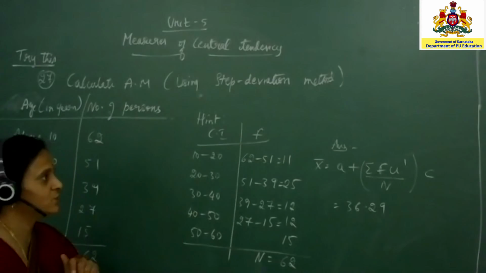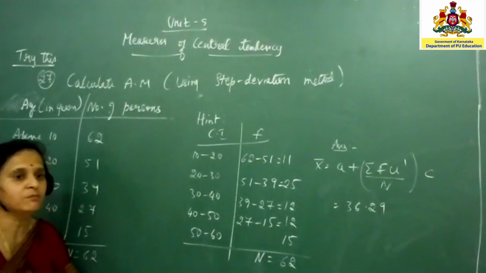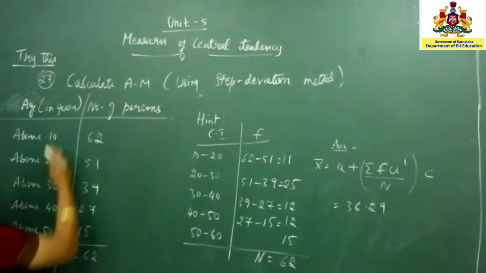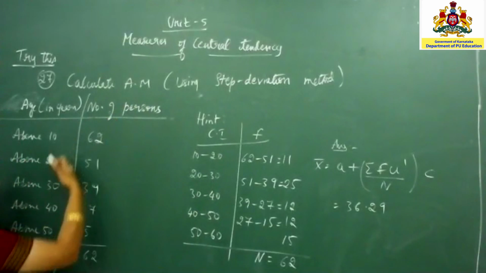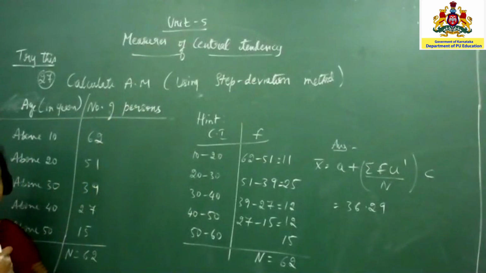Let us move on to the next one. So again, here the same question: compute arithmetically by using the step deviation method. Here the question is in this form. Above values are given: above 10, above 20, above 30, 40, 50. And according to that, the cumulative frequencies are given.